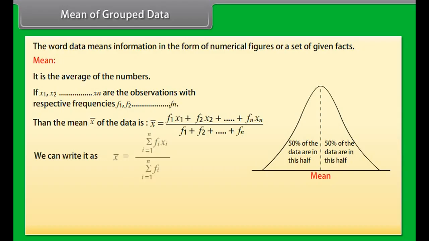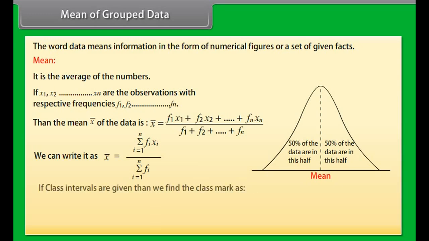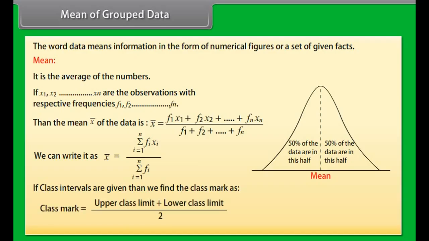We can write it as x bar equals summation from i equals 1 to n of the product between fi and xi, divided by summation from i equals 1 to n of fi. If class intervals are given, then we find the class mark as class mark equals (upper class limit plus lower class limit) by 2. For each class interval, we use the class mark as xi in the above given formula.